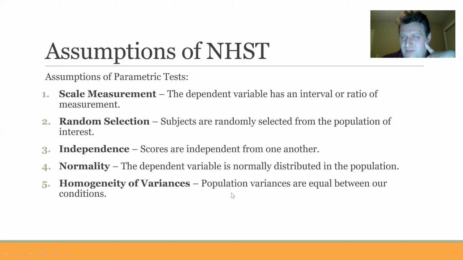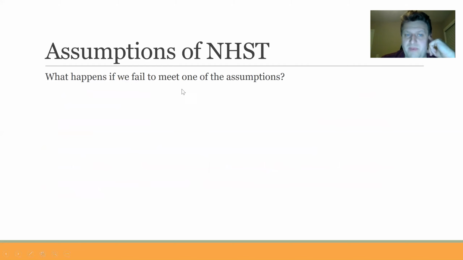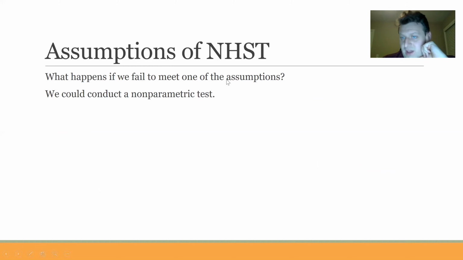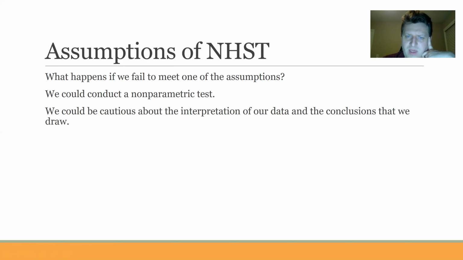For a one sample z-test, one sample t-test, not a problem. All right. So what happens if we fail to meet one or all of these assumptions? One option for us is to conduct a non-parametric test. Sometimes this is the best way to go, particularly if there's no way with the data type that we're working with that we can use a parametric test. We'll talk about some examples of these later on in this class.